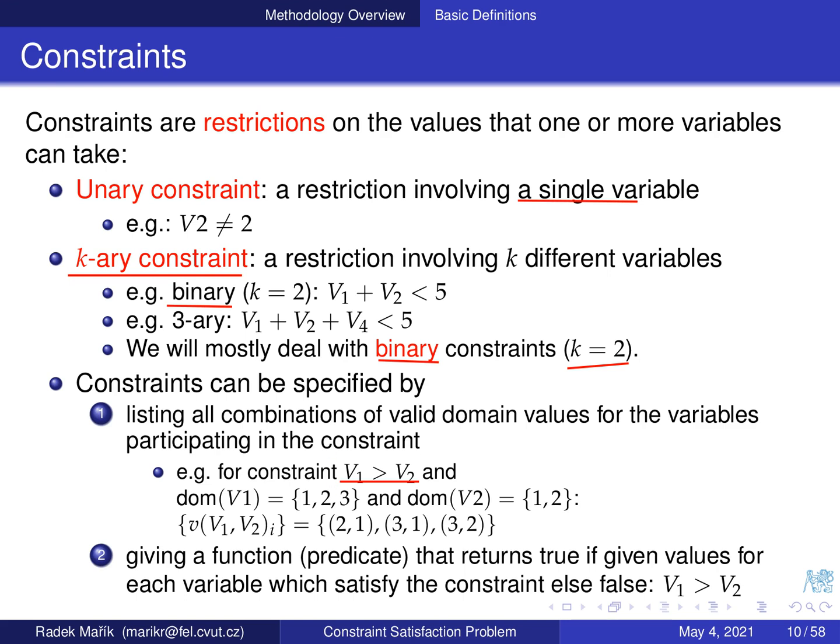It is also possible to create a function, a predicate, that returns a true value if the provided values for each variable satisfy the constraint, let's say, implemented by the function, or not.